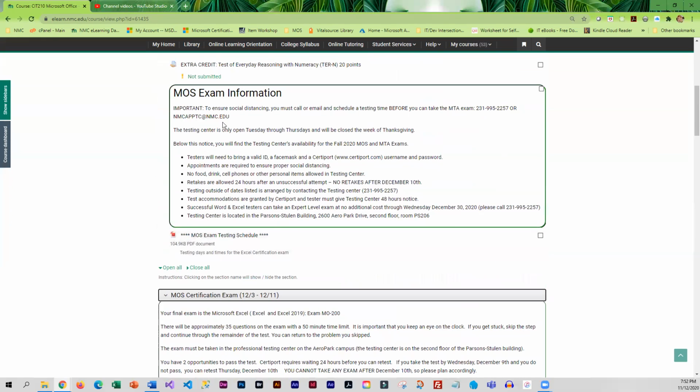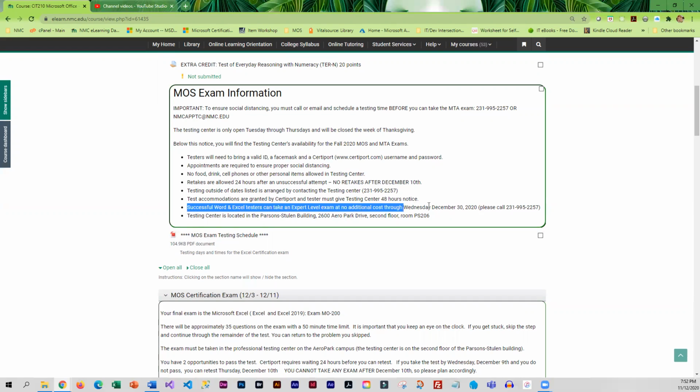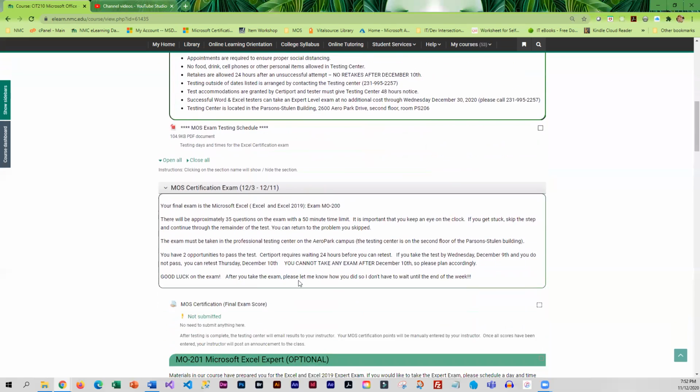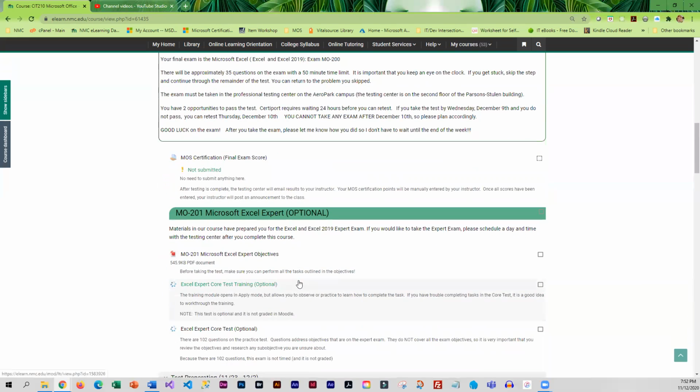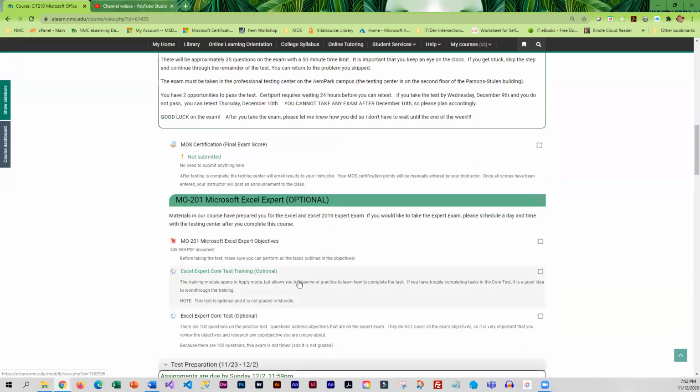So I think a lot of you would do really well if you chose to take it. So if you look at this, they have a little statement in here for people who want to take the expert test. You don't have to pay any money, and you can take it through December 30th. You have to schedule it a day and a time. Okay, so just keep that in mind. And let me know if you have any questions or concerns.